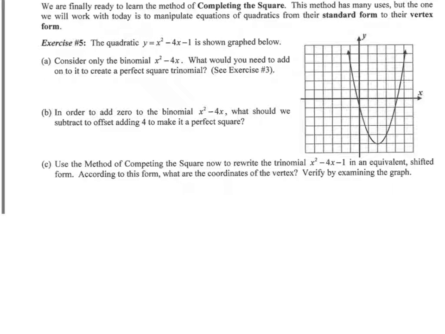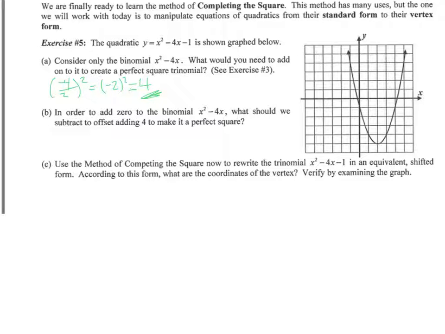Well, if I wanted it to be a perfect square trinomial, I would need to find what c was. So we take the b, divide it by 2, and we get negative 2 squared, which would mean that my c would need to be 4. So we would need to add a 4 to make it a perfect square trinomial.